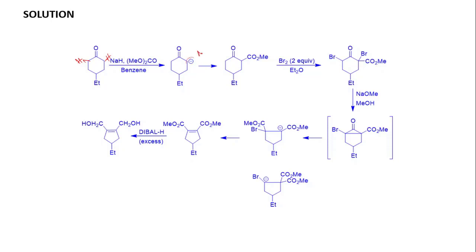Now, this dimethyl carbonate could be written as this. Now this carbanion can attack on this electrophilic carbon center and upon methoxide elimination, it will give the corresponding beta keto carboxylic ester product. Now, on treatment with two equivalents of bromine, bromination can take place on both sides of this carbonyl group. Now, this compound, upon further treatment with sodium methoxide base, can undergo a Favorskii rearrangement as we discussed before.